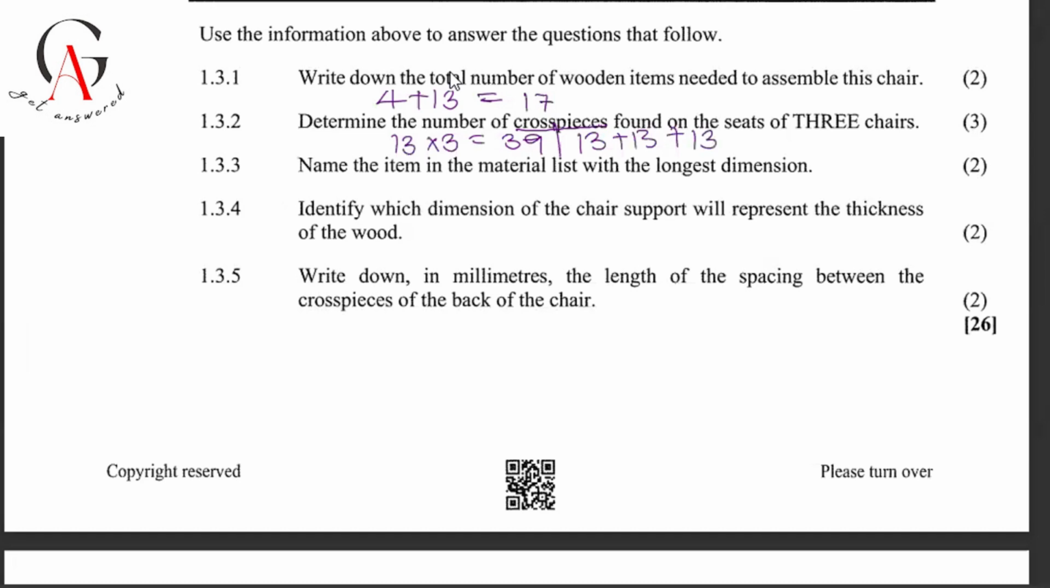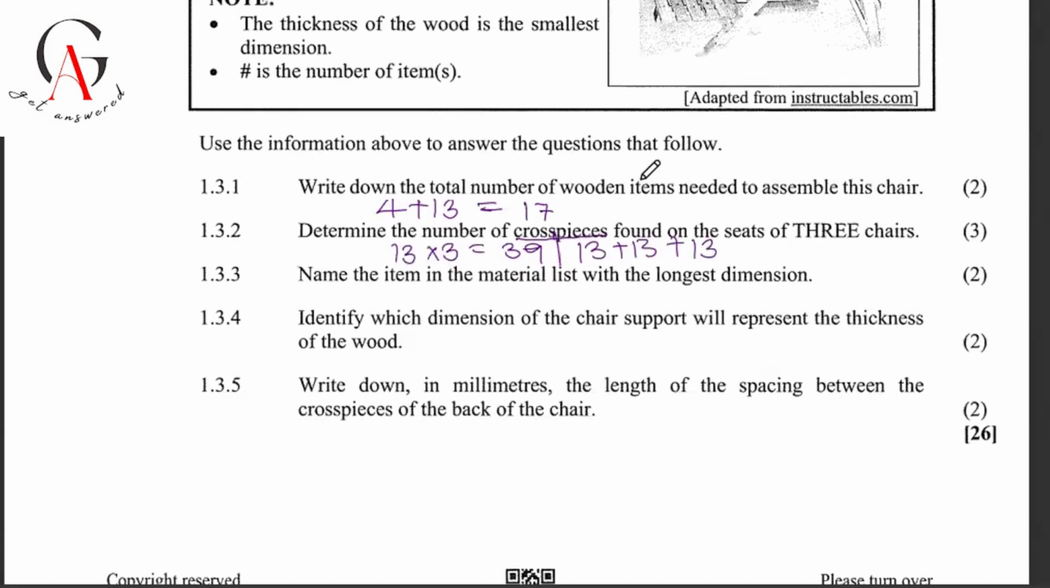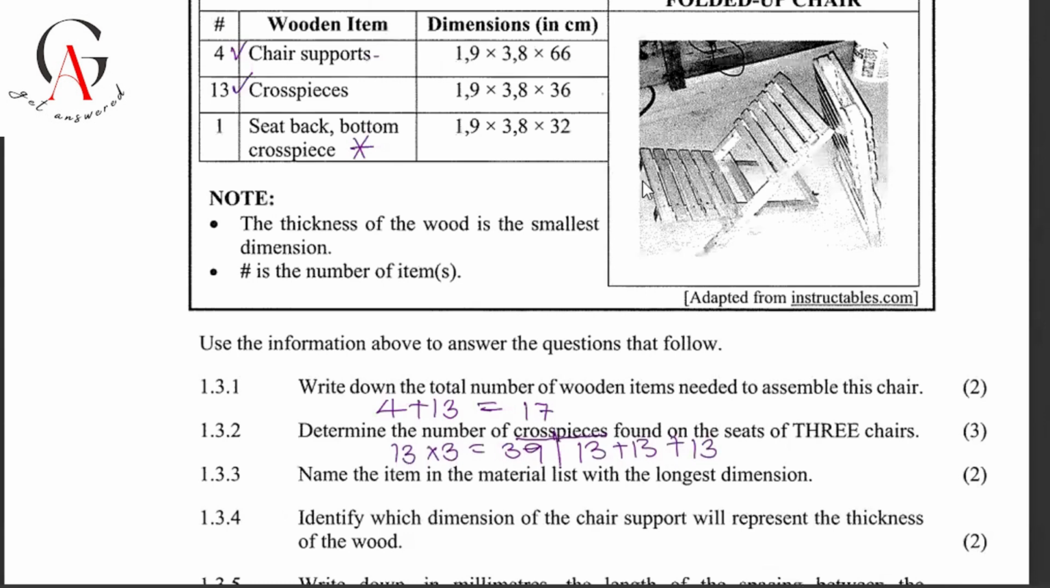Name the item in the material list with the longest dimension. Now they're telling us the longest dimension. Item with the longest dimension. So it's supposed to be the chair supports. Chair support, because that's the longest. Look at that, 66. We have 36 and 32.